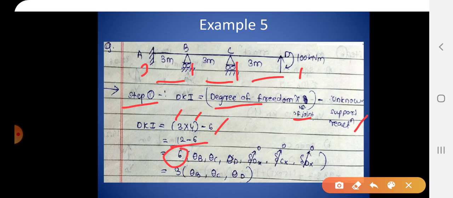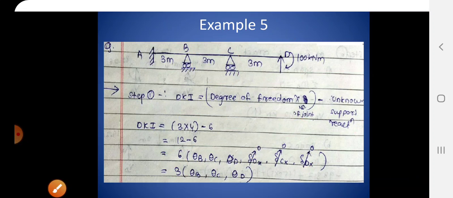So what are those unknown displacements? Theta B, theta C, theta D, delta BX, delta CX and delta DX. Neglecting the axial deformation because the amount will be very small, we will remain with DKI equal to 3, which will be rotation at B, rotation at C and rotation at D. These will be the redundants.